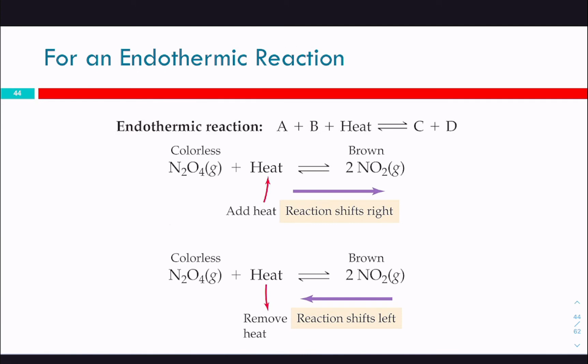In endothermic reactions, now heat is one of our reactants. So this is a cool reaction, actually, and there's a picture of it on the next slide. If we add heat to this reaction, we'll shift this over to the products, endothermic reaction. If we remove heat, then it'll shift to the left, because we're, in essence, removing one of the reactants.